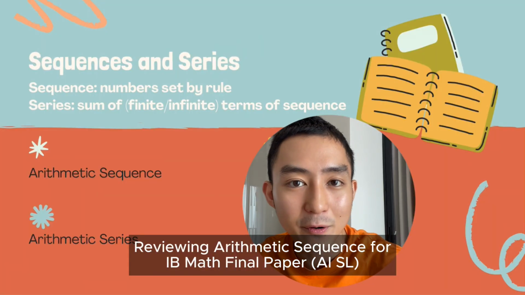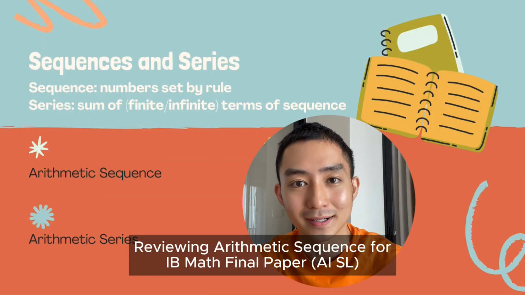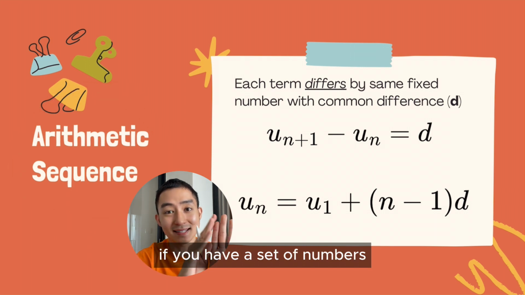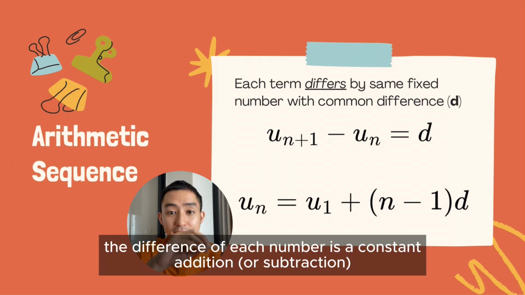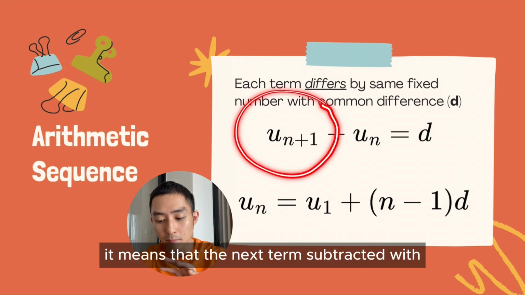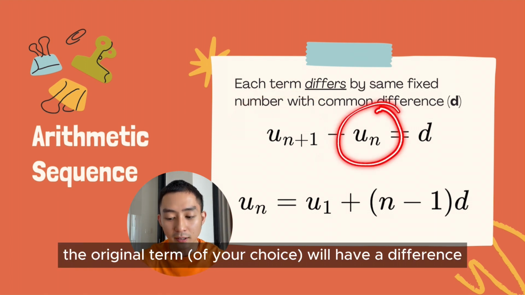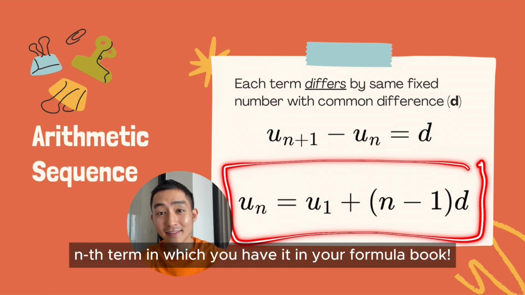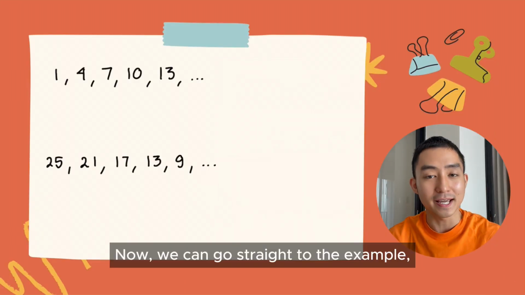Reviewing arithmetic sequence for IB Math final paper. By definition, an arithmetic sequence means that if you have a set of numbers, the difference between each number is a constant addition. Mathematically speaking, it means that the next term subtracted by the original term will have a constant difference. And this is the formula to find the nth term, which you have in your formula book.